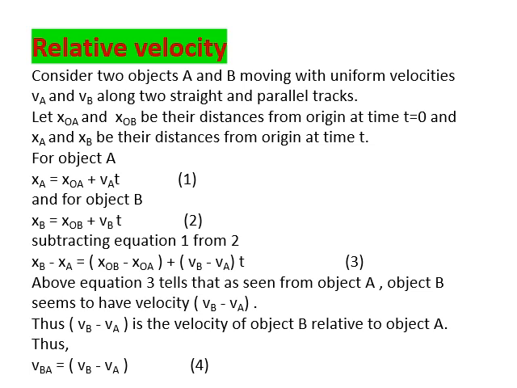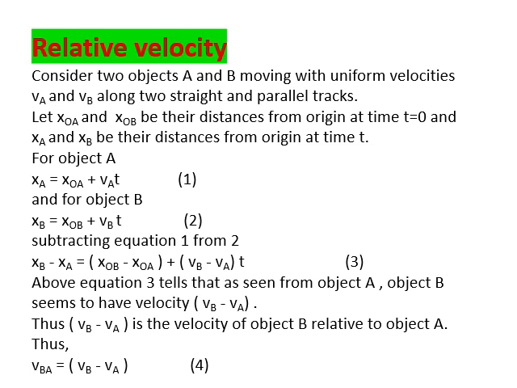For that, consider two objects A and B moving with uniform velocities VA and VB along two straight and parallel tracks. Let us suppose that at the starting time, that is at t equals 0, x naught A and x naught B are the distances of the bodies A and B, and after time t, xA and xB are their respective distances from the origin. That means xA will be equal to x naught A plus VA into t. Similarly, xB will be equal to x naught B plus VB t.